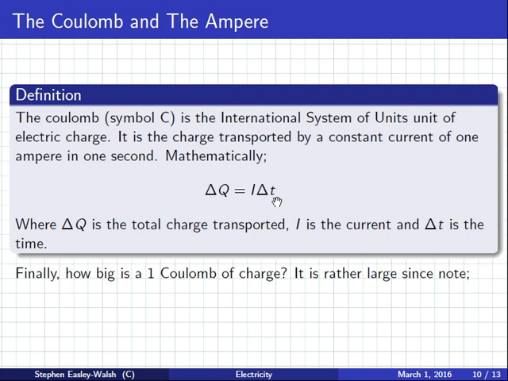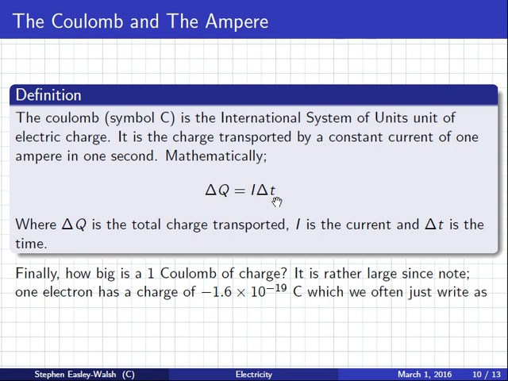If you compare this with, say, an electron, how many coulombs of charge does an electron have? Not much. One electron has a charge of minus 1.6 times 10 to the minus 19 coulombs, which we often just write as E, and that's not actually true. I should have written it as a minus E, I think.